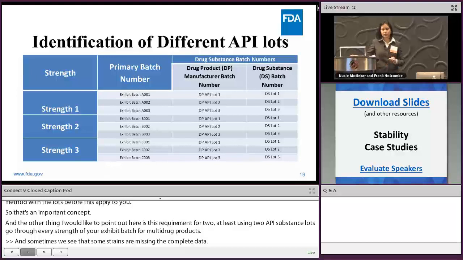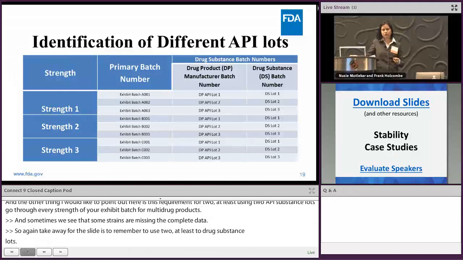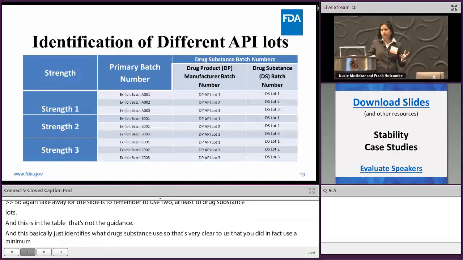So this is a new table that's not in the guidance. And this basically just identifies what drug substance lots you used so that it's very clear to us that you did in fact use a minimum of 2 drug substance lots. And it tells us which lot went into what finished drug product, and also lays out the fact that, for a multi-strength drug product, you do have 3 exhibit batches per strength and so on and so forth. So it would really make it easy for the filing reviewer.